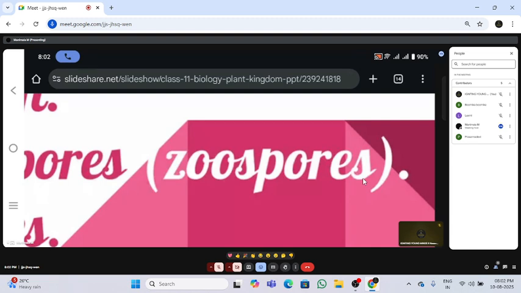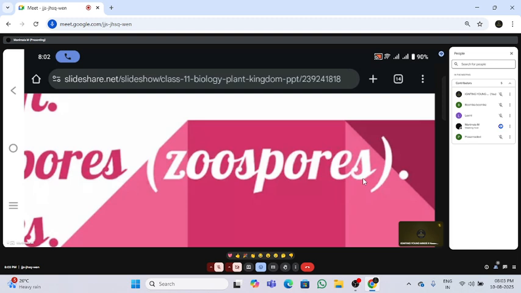The second one is akinetes. They are thick-walled resting spores. Aplanospores are thin-walled non-motile spores. Akinetes are thick-walled resting spores. Okay, next, the palmella stage.